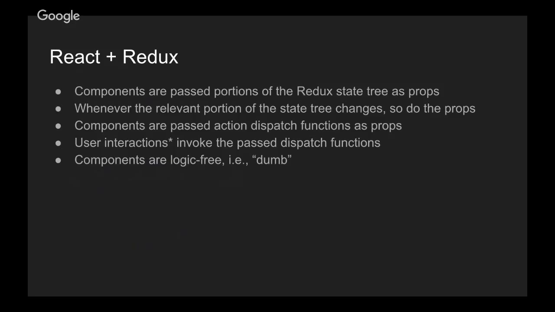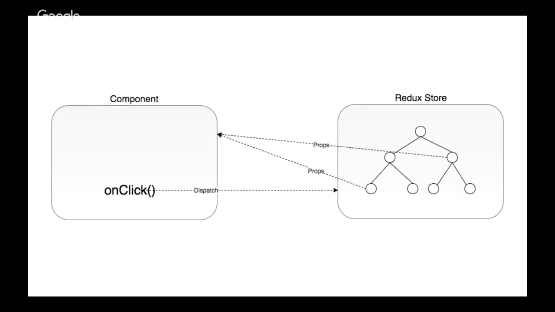But the components are logic-free at that point. We do all of our querying of the store, all of our reading of the store, and all of our dispatching externally. And we just allow the components to take in props, take in functions, and invoke them. And so it looks something like this. So we have this Redux store, and we have an object tree, and we want to take certain pieces of that and pass them over to our component. And then when the component does something in response to either a lifecycle hook or a user interaction, we want to dispatch an action that mutates or changes the store.